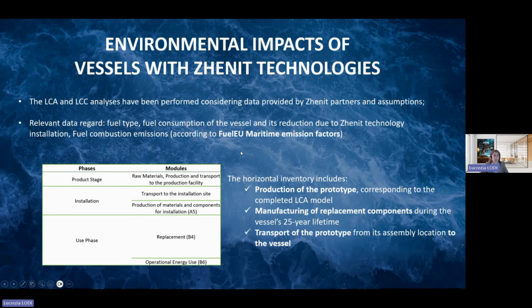So we consider the baseline of the vessel without the ZHENIT solution on board, and we consider the fuel type used and the fuel consumption. Then we include the ZHENIT solution on board, and we estimate the fuel saving related to that installation. And so to model the fuel, we consider a data set for the production of the fuel, while for the combustion part of the usage of the fuel, we consider the emission factor derived from the FuelEU Maritime directive.